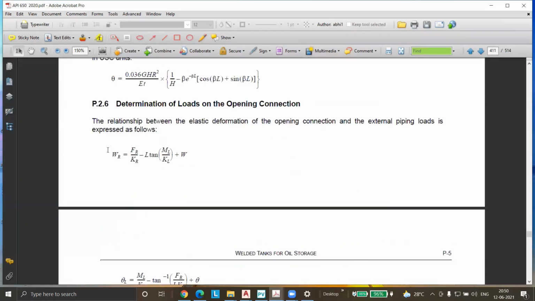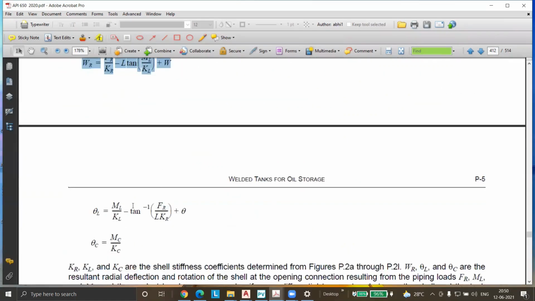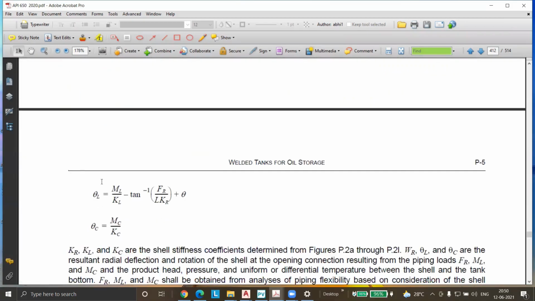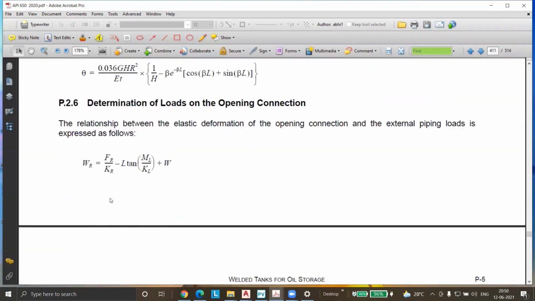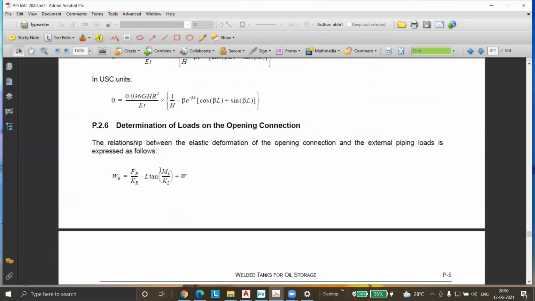That is used here to determine the connections between different loads, like FR, ML, and MC. ML will create a theta because of that load, so how much deflection will there be because of ML? Similarly, MC will create how much deflection of the nozzle. And this is the radial deformation because of this axial load.